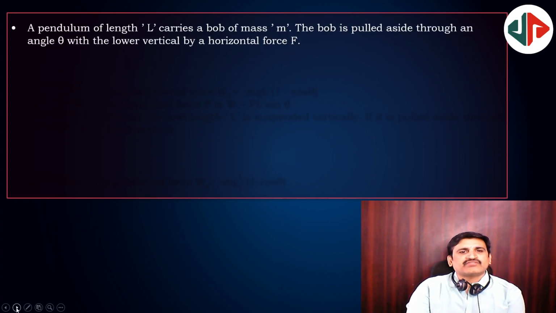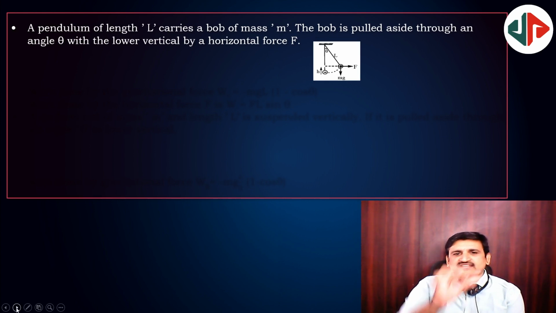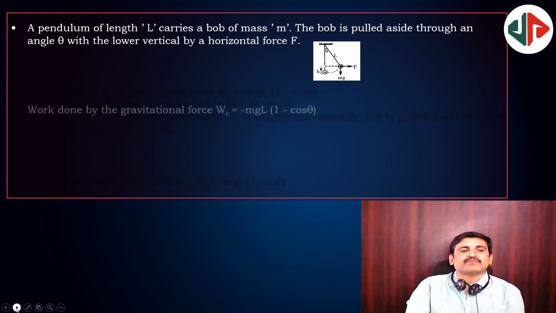Next, a pendulum of length L, mass m, the bob is pulled aside through an angle theta with the vertical by a horizontal force F. That means it is pulled aside like this. Then work done by force, work done by gravity, all those expressions I would like to give.